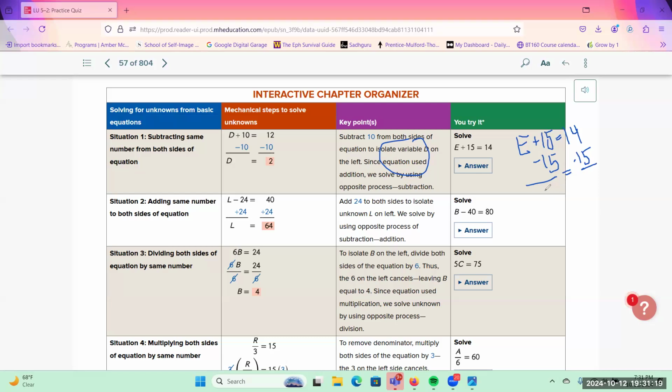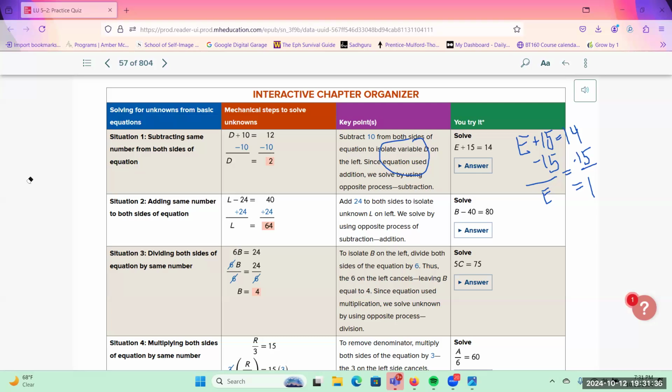So what that gives me, I'm going to put my little equal sign in between there, plus 15 minus 15 gives me 0. So I only have an E left on this side. And then 14 minus 15, you all can do that in your head, is going to be 1. So let's take a look and see, what does our answer say?